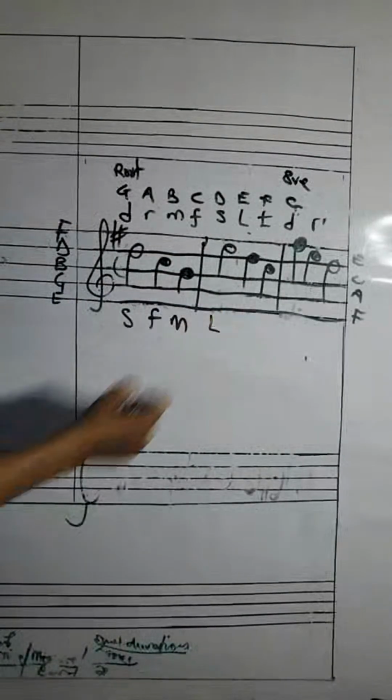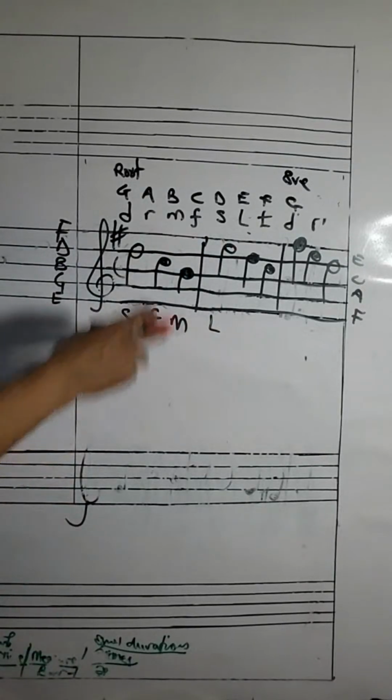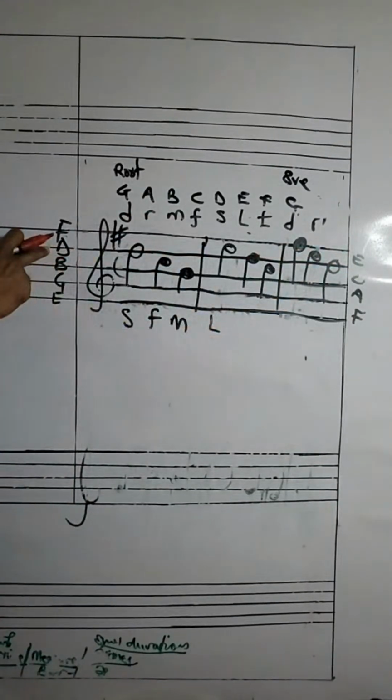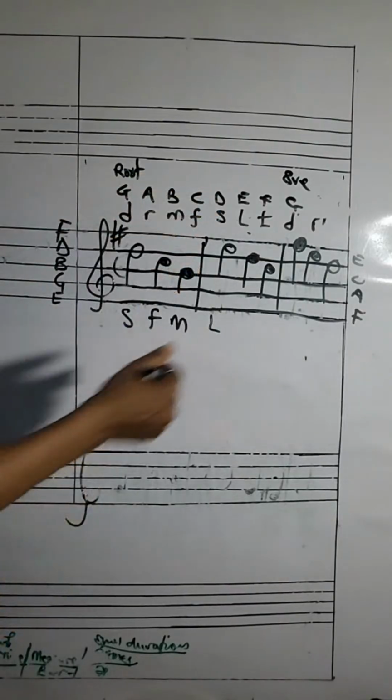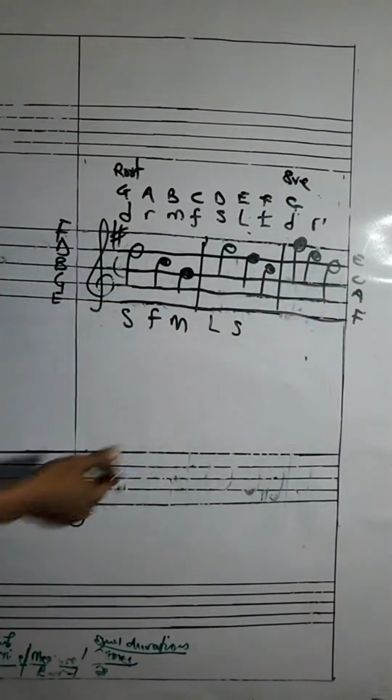The next note is on the fourth line. What is on the fourth line? D. What do we have here? So the next note is on your third space. What do we have in the third space?